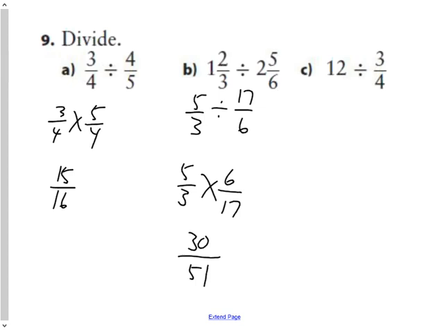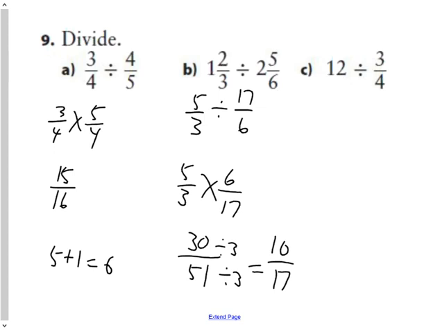We know 30 is divisible by 3 because it's 10. But 51, we don't know our 3 times tables past 30, probably past 10. But remember, 5 plus 1 is equal to 6, and 6 is a multiple of 3. So our divisibility rule from grade 7 means that I know that it is divisible by 3. I just don't know what the answer is. It actually is 17, right? So the answer is 10 over 17.